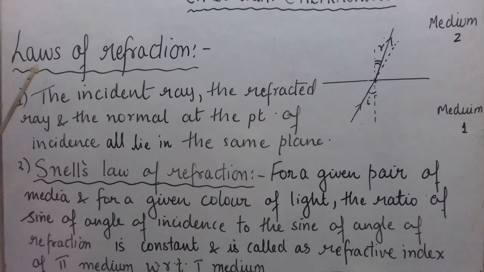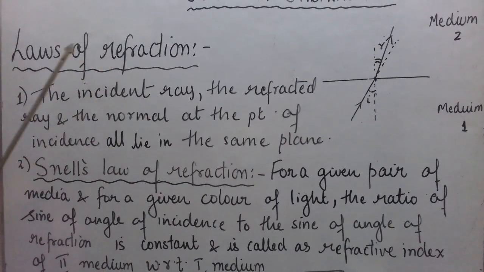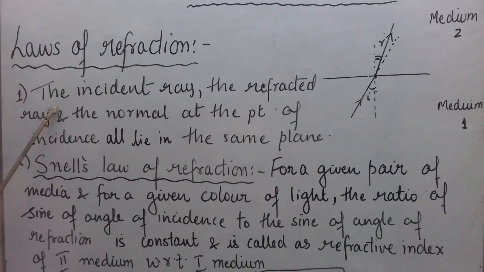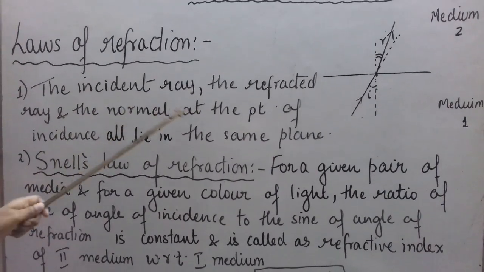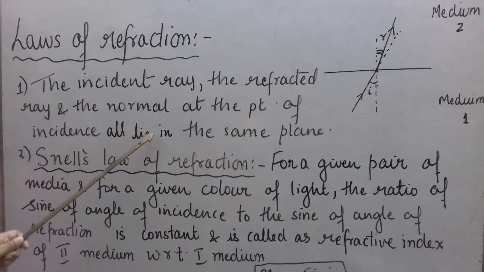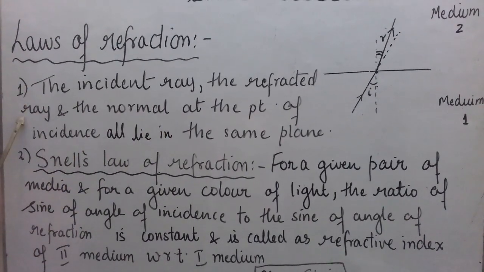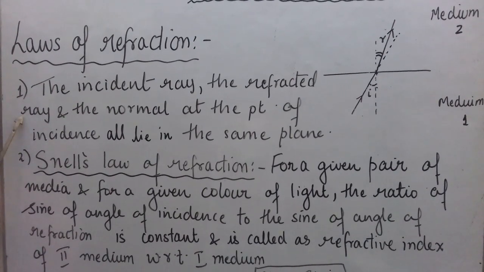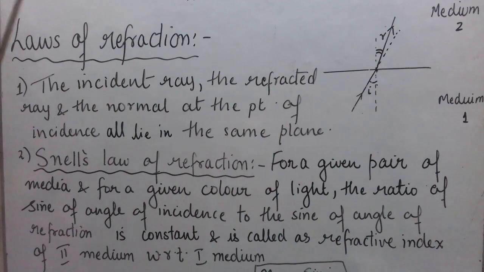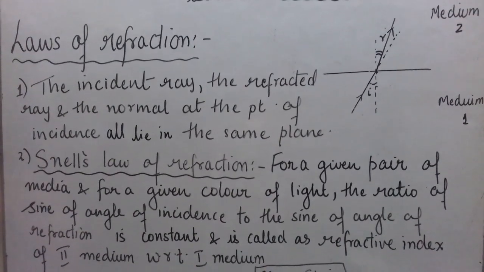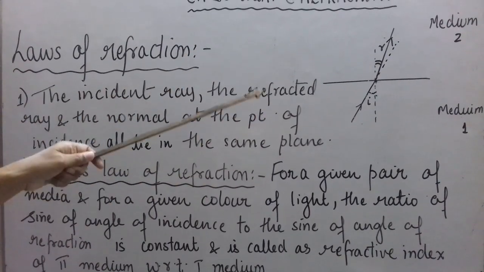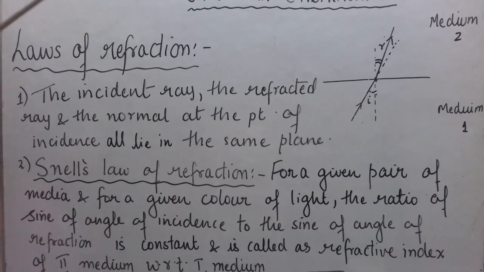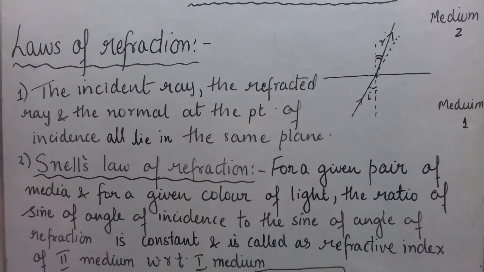Now let us see the two laws of refraction. One of the laws of refraction is just similar to one of the laws of reflection. That is, the incident ray, the refracted ray and the normal at the point of incidence all lie in the same plane. The only difference is that here we have a refracted ray and there we have a reflected ray. This is very simple, that the incident ray, refracted ray and the normal at the point of incidence lie in the same plane, as in this case they are lying in the plane of the board.